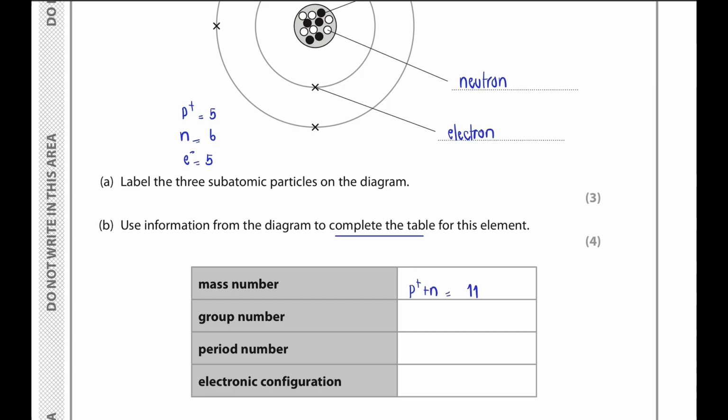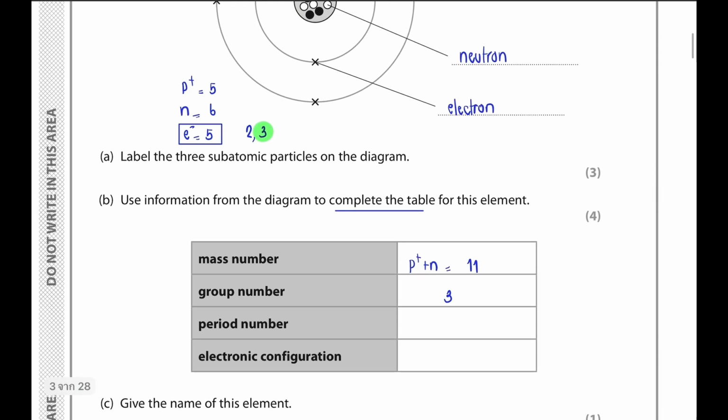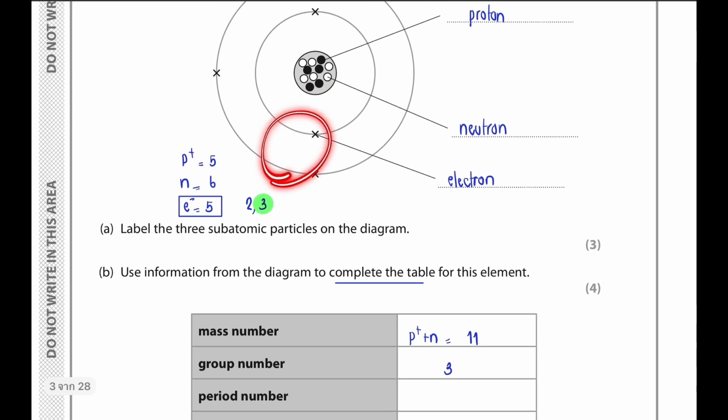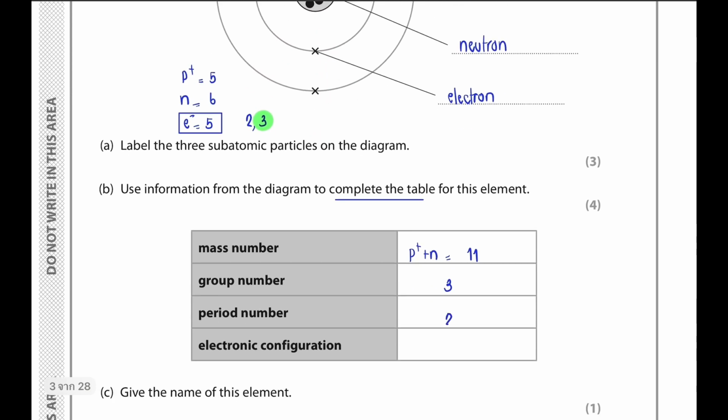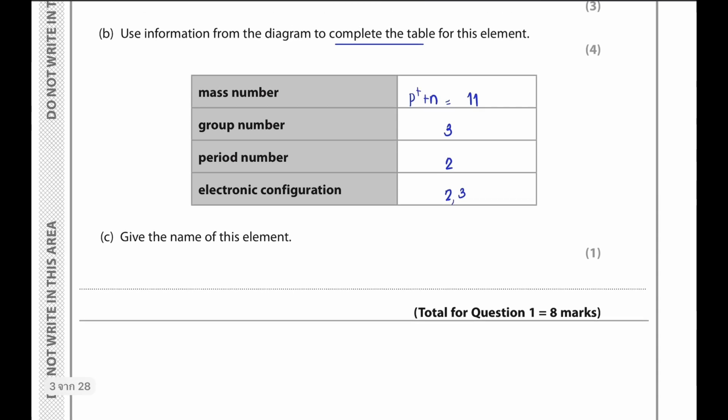Group number. Electron equal to 5. So the electronic configuration will be 2, 3. So the group number is 3. And then period. Since it has only 2 layers here, it is in period 2. Electronic configuration, as I said, 2, 3. Give the name of this element, so it will be boron.